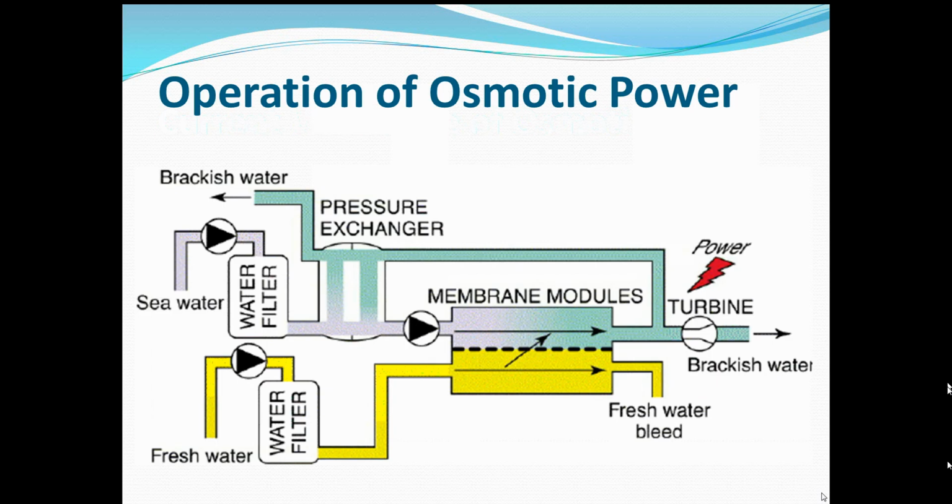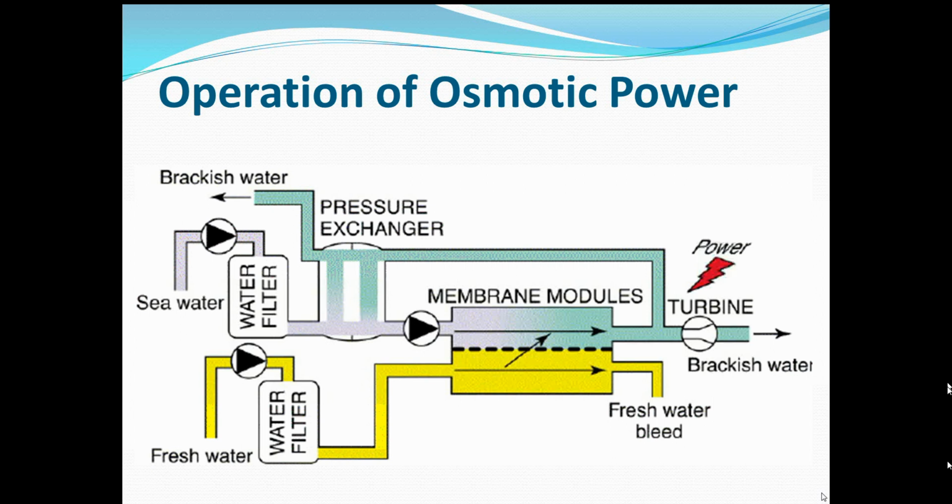Now, after knowing what osmosis is and the current osmotic power throughout the world, let us go ahead into the operation of osmotic power. This diagram shows the basic units required in an osmotic power plant. If we see from the top, we have the seawater flowing into the water filter, and below we have fresh water flowing into the water filter.